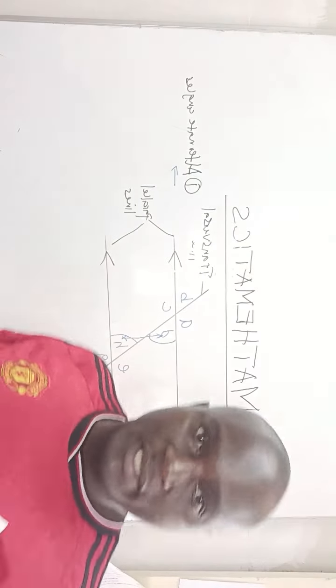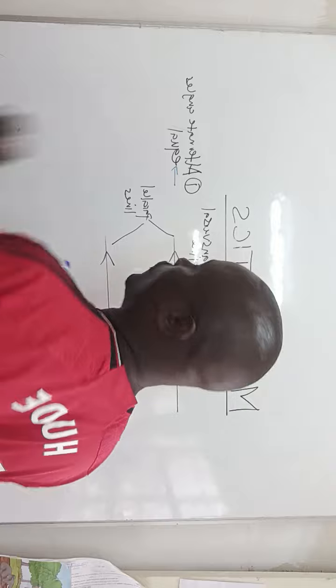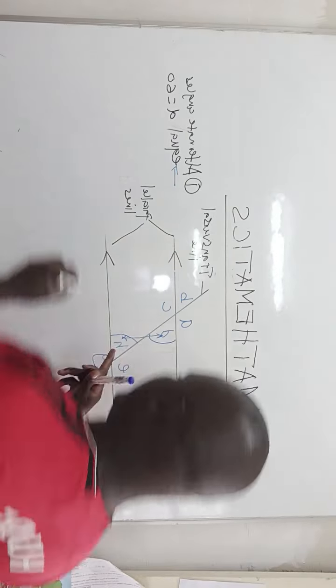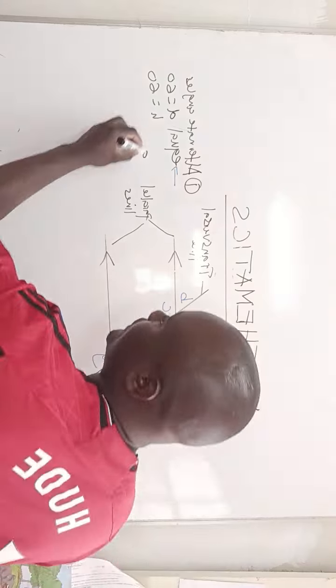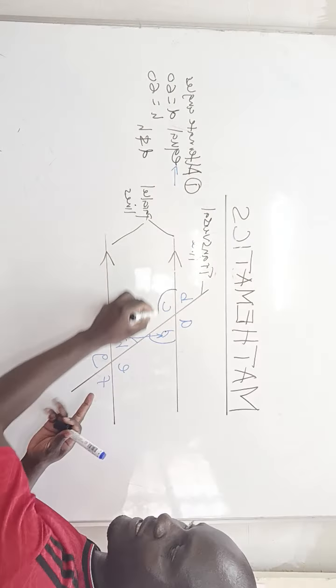And one thing about alternate angles is that they are equal. If D is 60, then H is also 60. So alternate angles are equal. So here we have D and H. Then another pair that is inside the parallel lines is C.